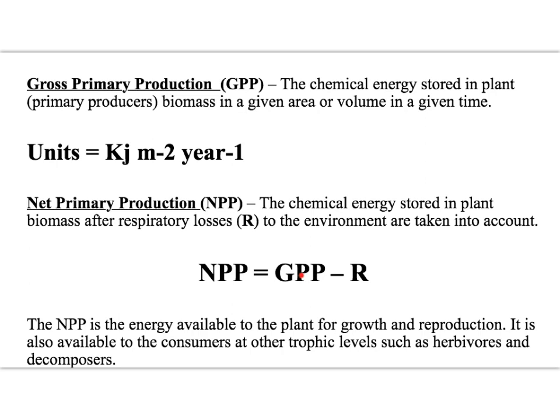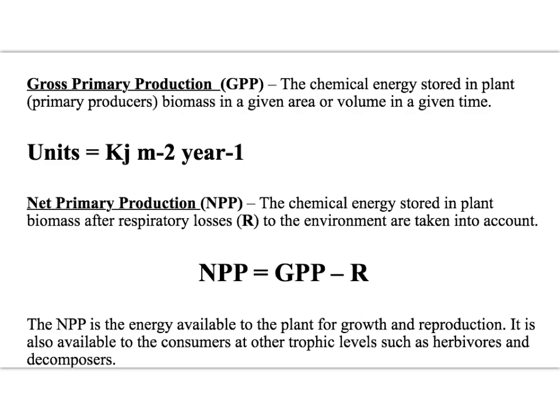So NPP is equal to GPP minus R, crucial equation. So GPP, first of all, is gross primary production. That's the chemical energy stored in the plant biomass in a given area or volume in a given time. So units like this, energy per area per year. So that's really the chemical energy stored in those molecules made in photosynthesis. So chemical energy stored in glucose produced per metre squared of trees, for example, per year.